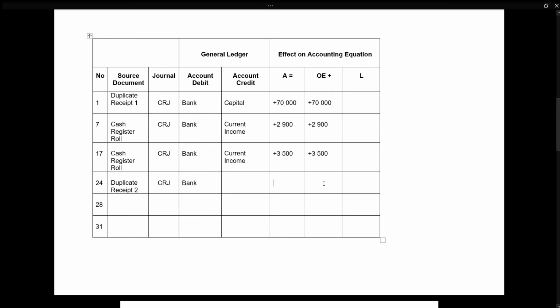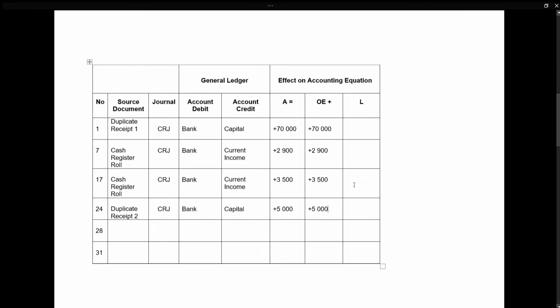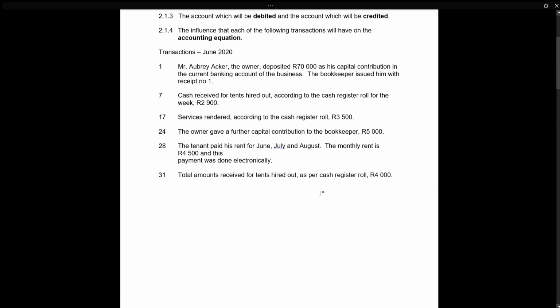Bank is classified as an asset, and assets increase in the debit side. Let's go and show the influence on my assets. Increase of 5,000 Rand. Reason being capital. There you go, and capital, which is an owner's equity account, will always have a positive influence on my owner's equity. Remember, that's the definition. The business is receiving money from the owner, so the owner's interest in the business will increase.